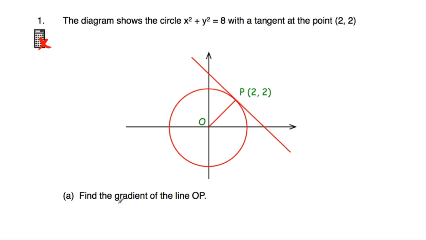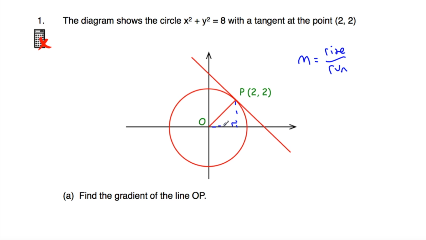Part A says, find the gradient of the line OP. OP is the radius of the circle, because O is the center of the circle and P is a point on the circle. So we want to find the gradient of that line OP. We could use a few different approaches. One approach is to make a little right angle triangle and consider the rise and the run, because the gradient m is equal to the rise divided by the run.